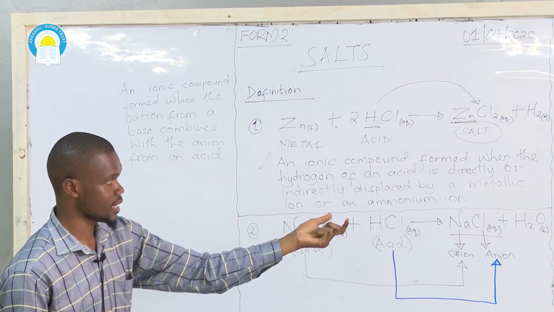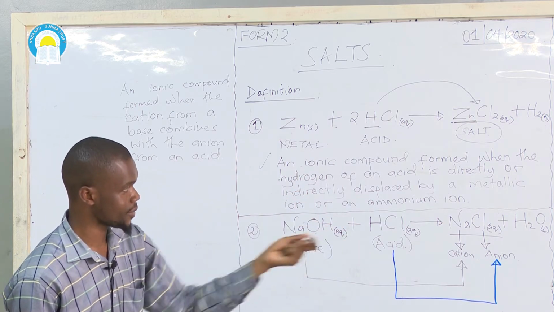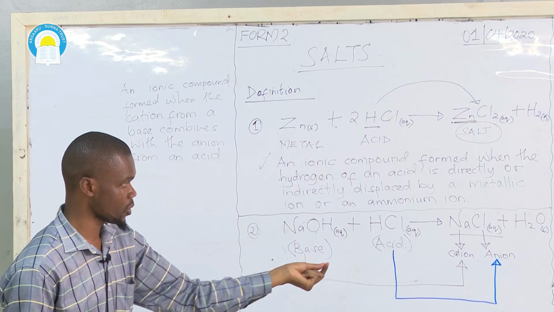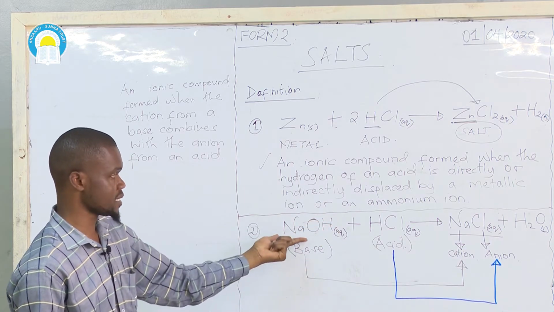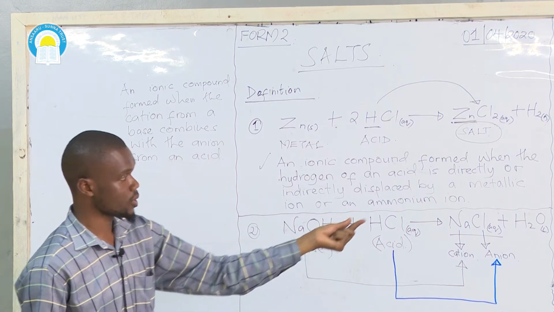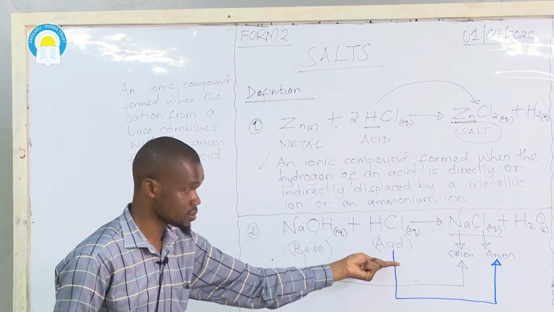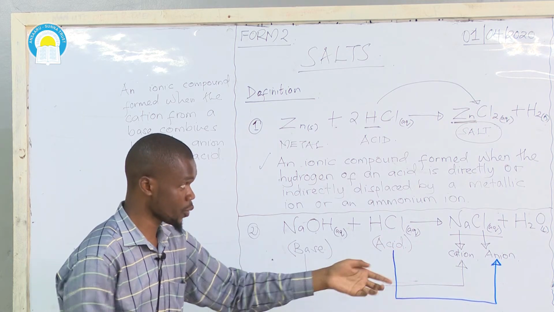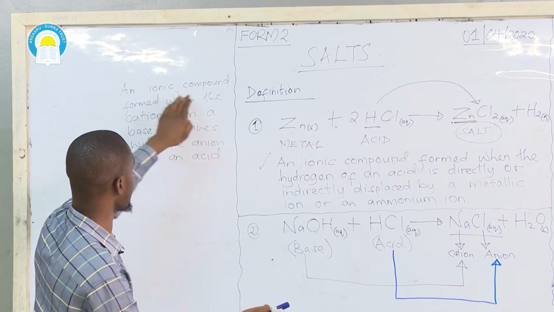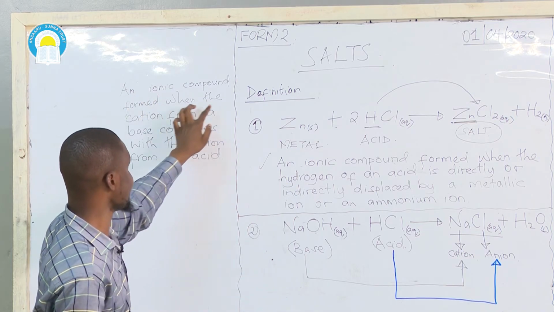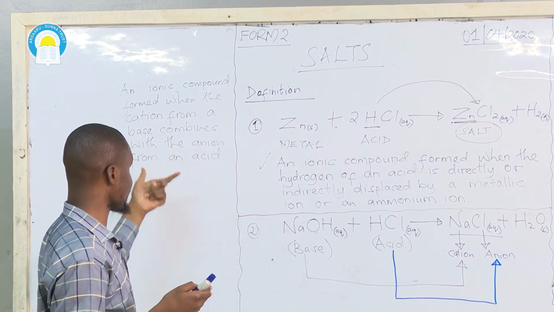If we look at sodium chloride, it has two parts. It has the cation and the anion. The cation, if we follow the equation from the reagent side, came from the base, that is sodium hydroxide, and the chloride came from the acid, dilute hydrochloric acid, shown there. So we can conclude that a salt is an ionic compound formed when the cation from a base combines with the anion from an acid.